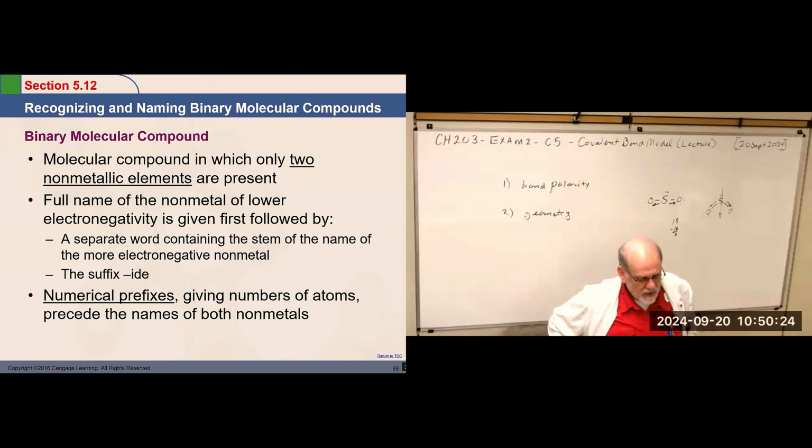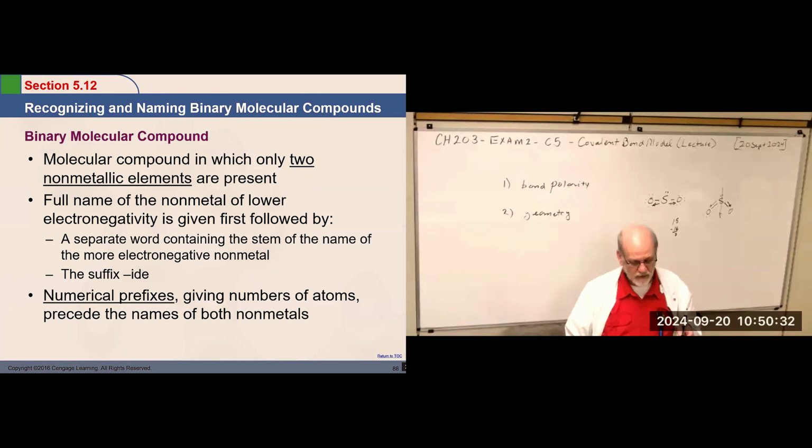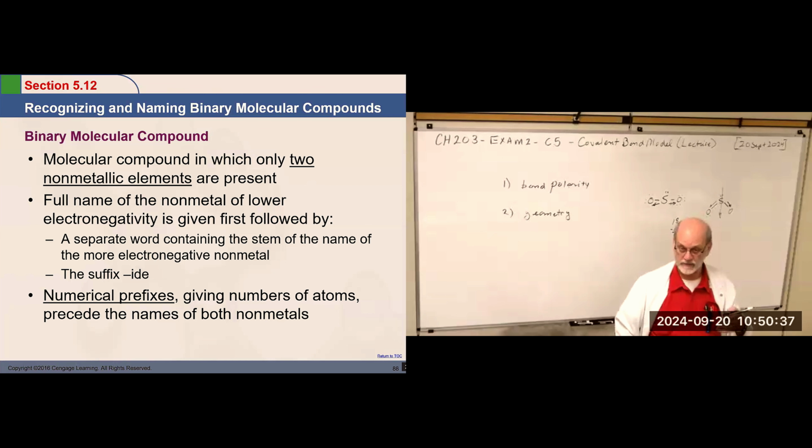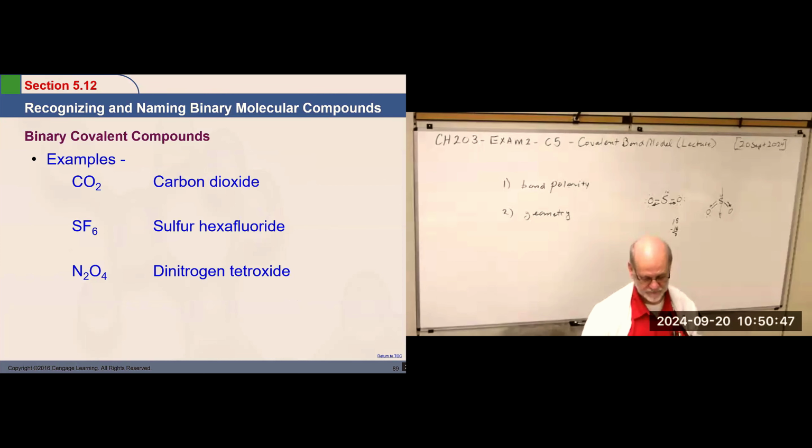Binary molecular compounds. We discussed this in naming compounds. Molecular compounds are always formed between two nonmetals. The binary compounds, two nonmetals. And we know how to name them because they're type 3 compounds, and we just need to know the numerical prefixes. So carbon dioxide is correct. Sulfur hexafluoride, dinitrogen tetroxide, those are all type 3 compounds for naming conventions.